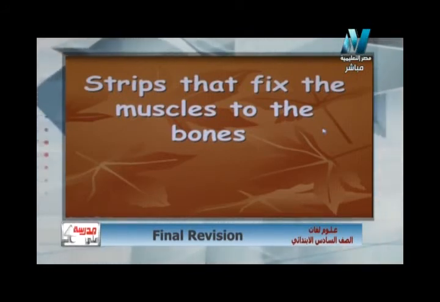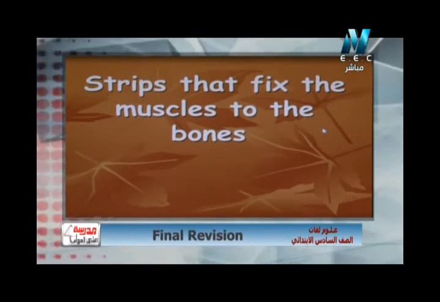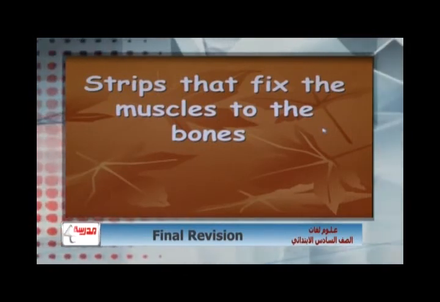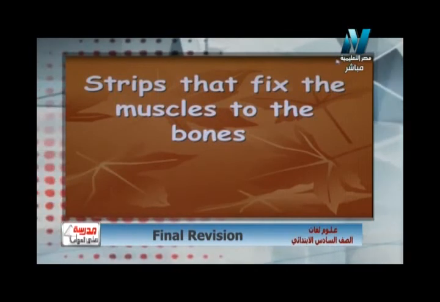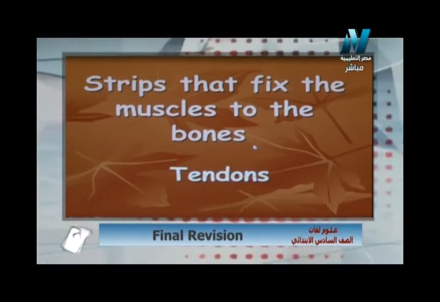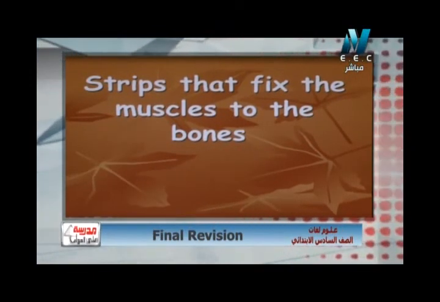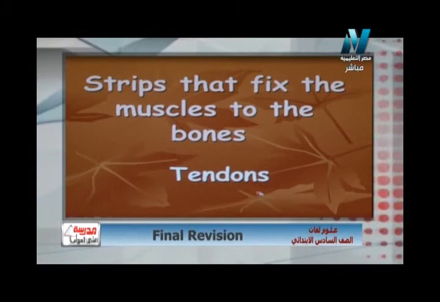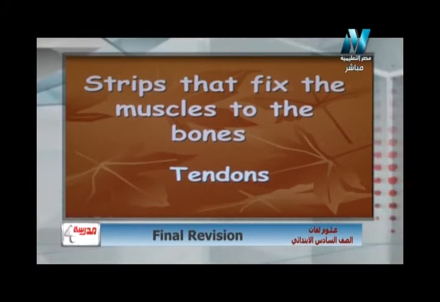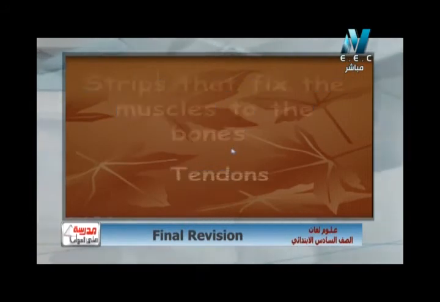Another question. Straps that fix the muscle to the bone. ناخد بالنا كويس قوي هنا بيقول لي straps يعني خيوط او اربطه او اوتار مع نفس المعنى that fix the muscle بتربط او بتثبت الماسل العضلات مع البونز العظام. It will be tendons او الاربطه او الاوتار. Again, straps that fix the muscle to the bone, it will be the tendons.